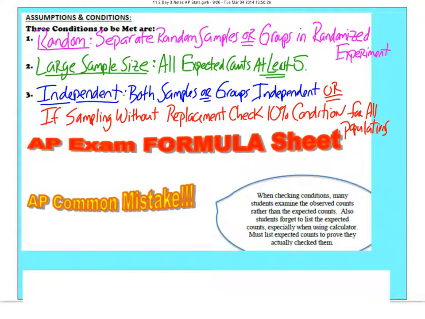Again, the AP board is going to remind you, don't make the common mistake in your condition checking. You are actually checking the expected counts, not the observed counts, for the large sample size condition. And you must list the expected counts as part of your checking of the conditions. You just can't say that they are greater than 5. You have to write them all out.